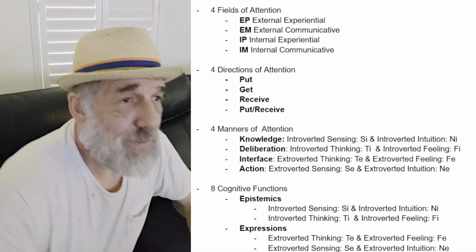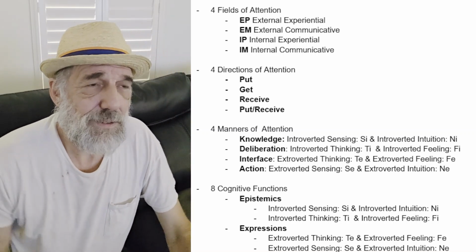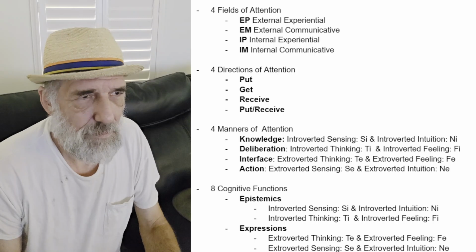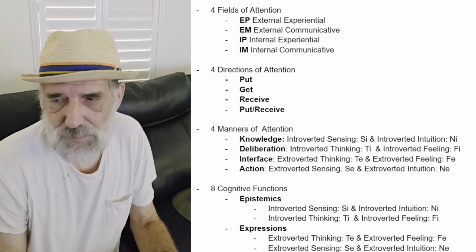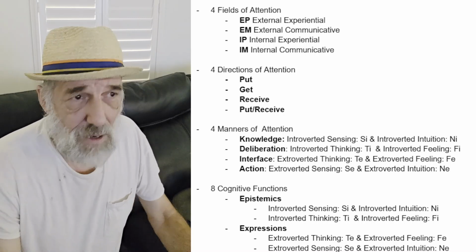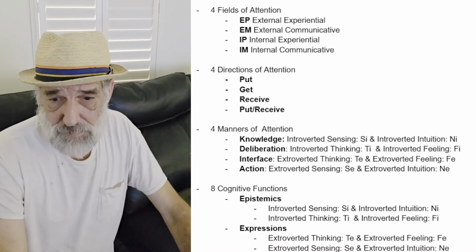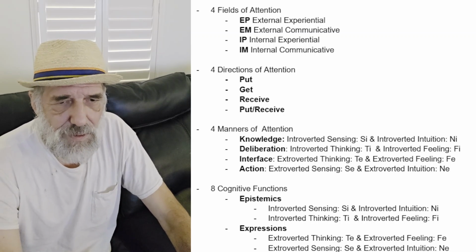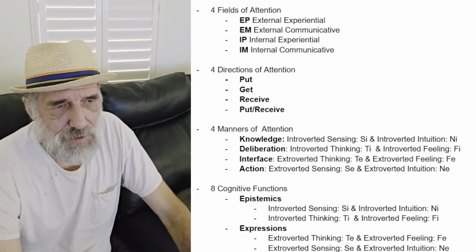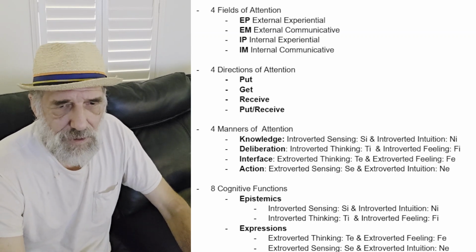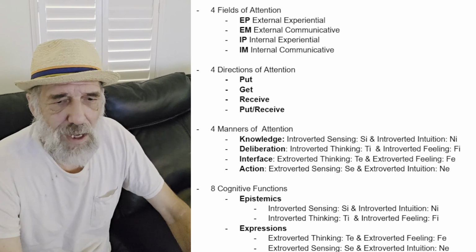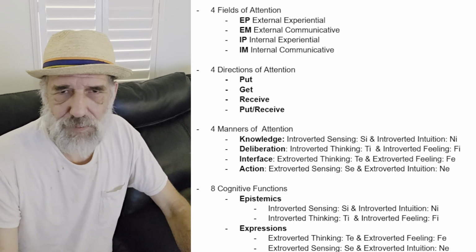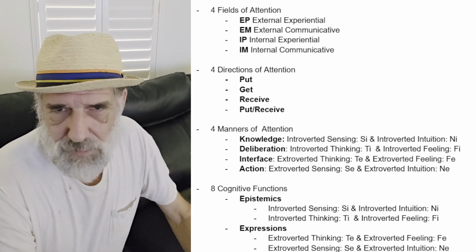There are 4 directions of attention. You can put information, get information, receive information, and then you can interface, or put and receive information. So right now I'm just putting information, but when I'm talking with somebody, then there's an interface going on. I'm having to put and receive concurrently. The receiving occurs while I'm putting. It doesn't occur after I'm done putting, as it will in this video where I'll get comments or what have you.